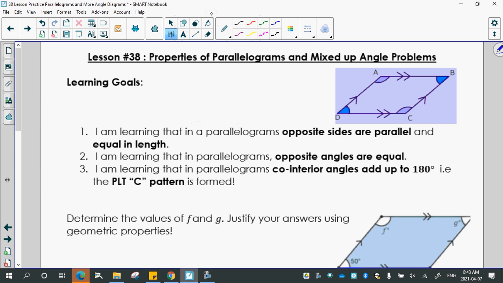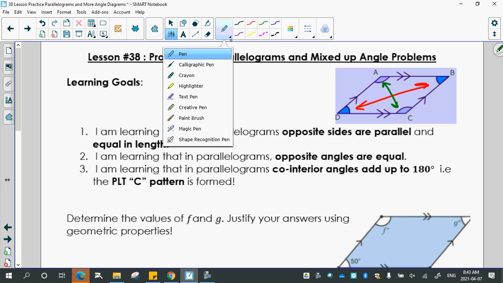All right, so our learning goals are learning that in parallelograms, opposite sides are parallel and equal in length. Probably something you already knew from elementary school, but these sides are parallel to each other and also the same length. And these sides are parallel to each other and also the same length. We're learning that in parallelograms, opposite angles are equal. So those two angles are equal, and those two angles are equal. And we're learning in parallelograms, co-interior angles add up to 180.